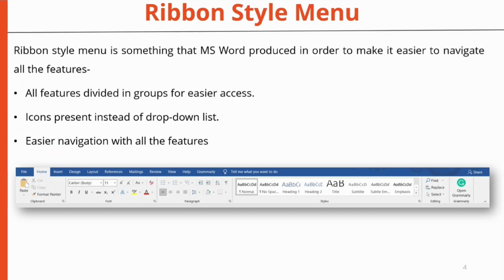Also, it's easier to navigate. As I was saying, if you're scrolling through the features and functions looking for it, you're going to be wasting a lot of time instead of completing a task. Well, that should not be happening, right? This ribbon style menu helps you in easily navigating through all the features. Yeah. So let's go over to the home ribbon menu.